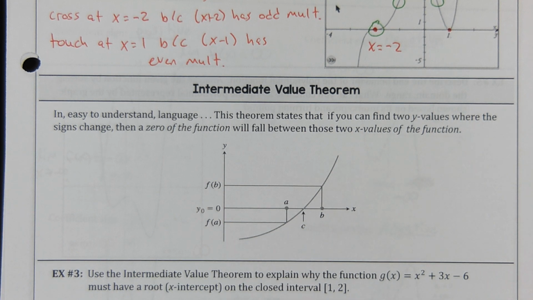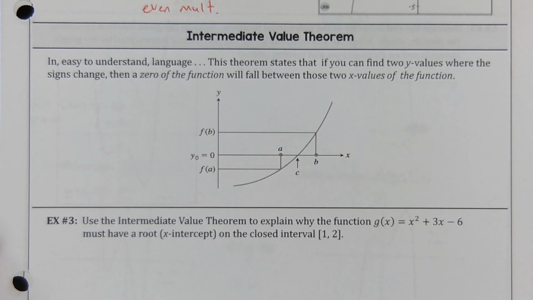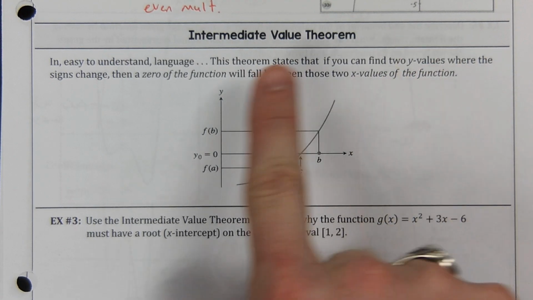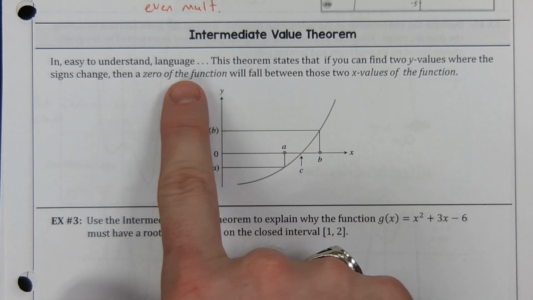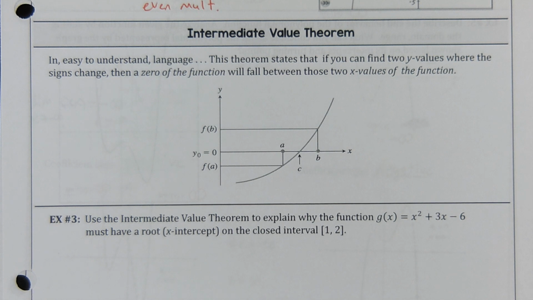Intermediate value theorem sounds really fancy, but it's actually a very easy thing to understand. It literally says, if your y values changed from positive to negative when you moved from one x to the next, you must have passed through the x-axis. If you can find 2 y values where the signs change, then a 0 of the function will fall between those 2 x values. How did you go between positive and negative y's unless you passed through y equals 0, right? It's called the intermediate value theorem.